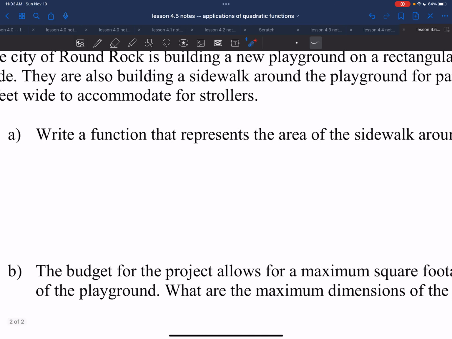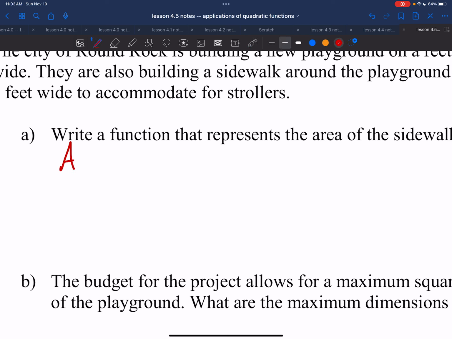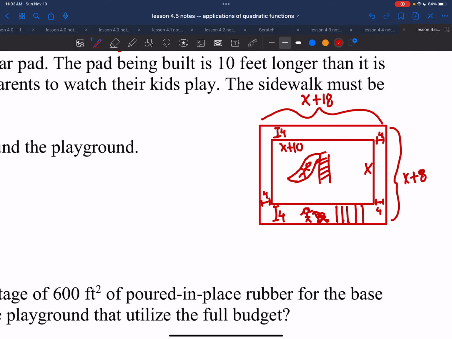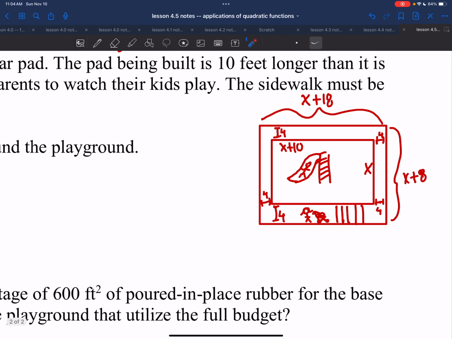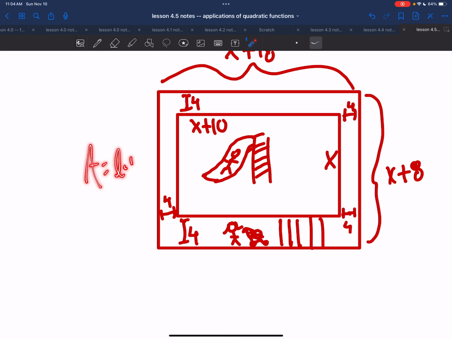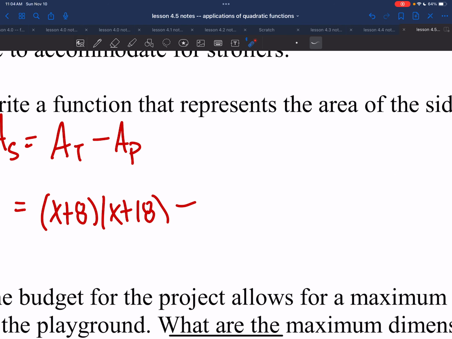So, the way I say this, right? The area of the sidewalk is the area of the total space minus the area of the playground. But the total space is length times width, which is x plus 8 times x plus 18, as evidenced by the exterior side lengths right there. Minus the area of the playground. But the playground, again, area for rectangles is length times width. So it's this length, which is x plus 10, times this length, which is x. So to say this is minus x times x plus 10.